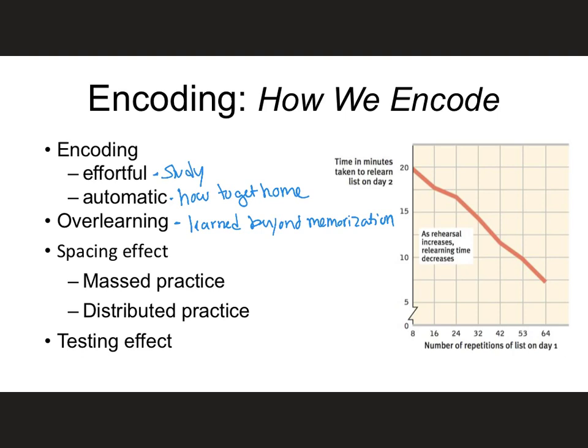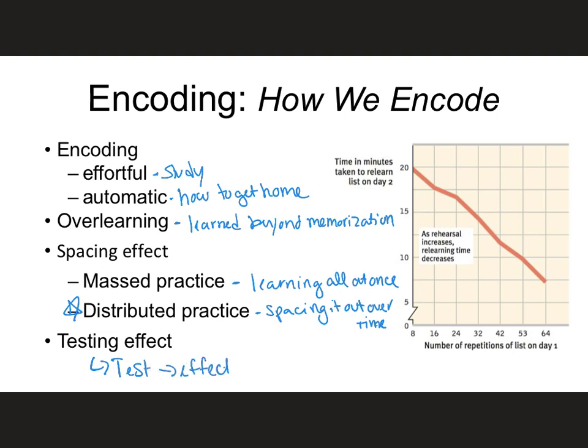Spacing effects. Another way to encode information. This is what I tell you all the time. Mass practice is learning all at once. Distributed practice is spacing it out over time. We know that distributed practice is going to be the most effective. Testing effect is exactly what it sounds like. You test. We do find that this is effective for memory. It's a way to determine whether or not things have been stored. It is also a motivator.